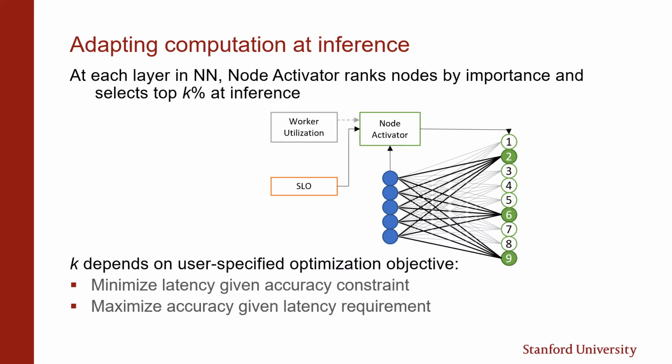As we've stated previously, the node activator activates the top K% at inference. So the K depends upon a user-specified optimization objective. Either the user desires to minimize latency given an accuracy constraint, or maximize accuracy given a latency requirement.